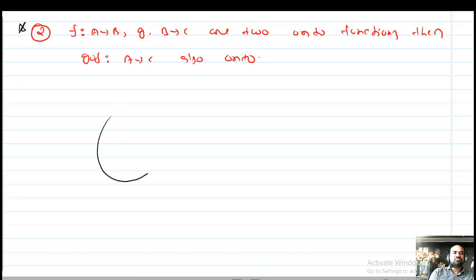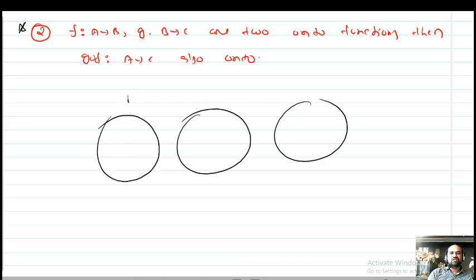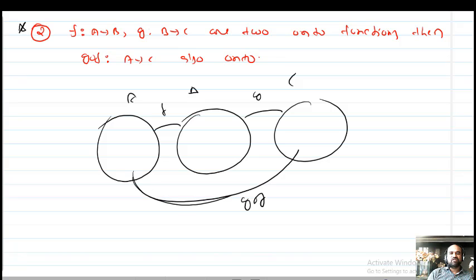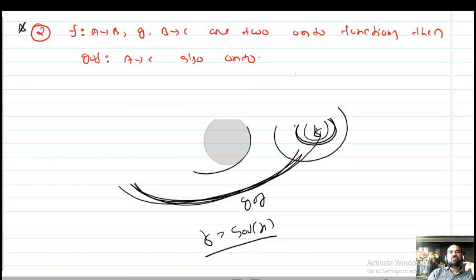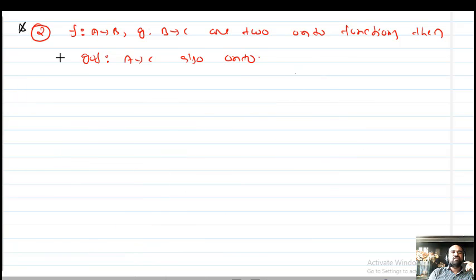Now observe, students. Rough explanation. This is set A, this is set B, this is set C. f is a function from A to B, g is a function from B to C. So g circle f is from A to C. Now you want to prove that this function is onto. If these two are onto, you want to prove that this is also onto. For every z there should be an x in the domain, so that z equals g circle f of x. Then you can say the given function is onto. So by using f and g are onto, we can prove that g circle f is onto.